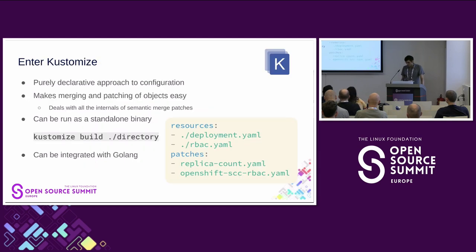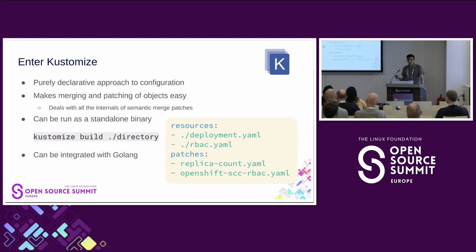So how would you go about implementing that? Writing a patch engine for Kubernetes objects doesn't seem like a fun idea, but luckily there's already Kustomize, which is the best tool for that. It's a purely declarative approach to configuration.